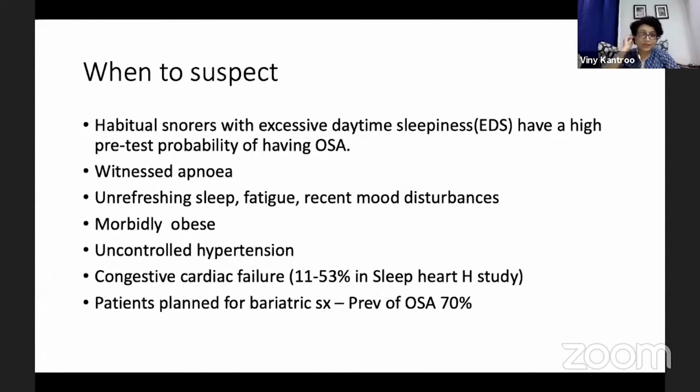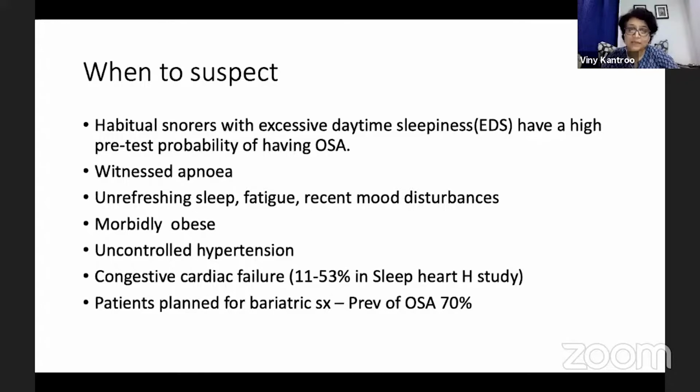Now, congestive cardiac failure per se can have an increased propensity to have obstructive sleep apnea. These patients may or may not have any kind of symptoms, and ideally, every patient who has CHF should undergo a sleep study, because they also have something called Cheyne-Stokes breathing during the night, which can increase their risk of sudden cardiac death during their sleep. So 11 to 53% of the patients who had congestive cardiac failure were found to have associated OSA in the Sleep Heart Study, which is one of the largest studies which has happened for sleep previously.